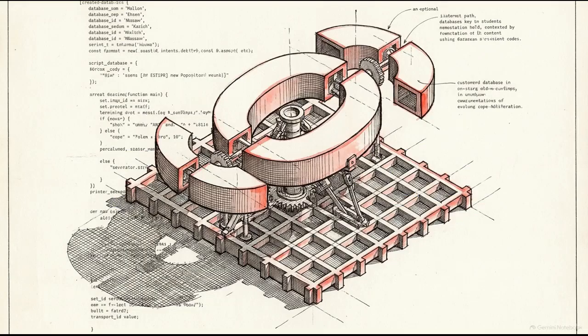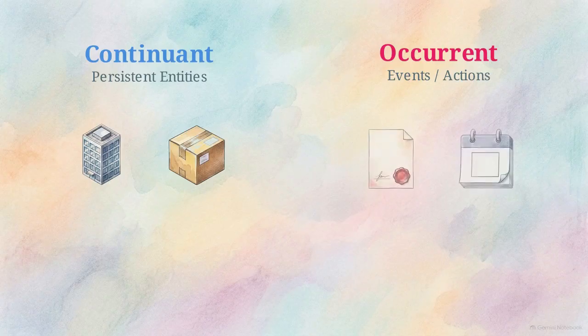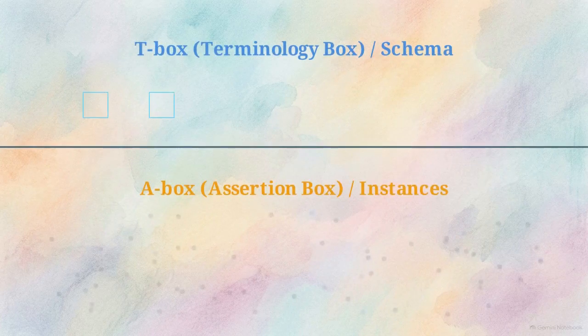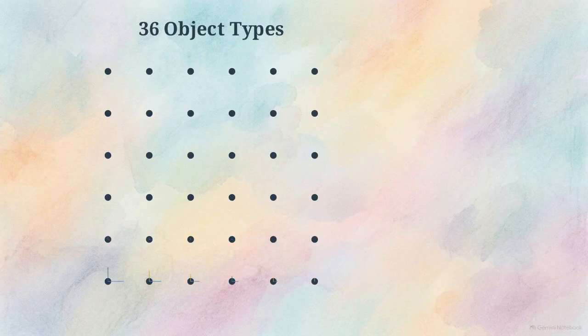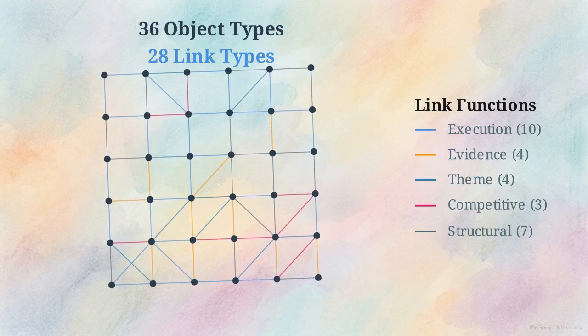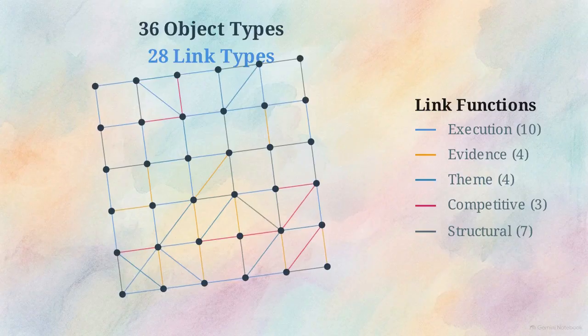A formal ontology is applied over this raw data. It utilizes a framework that categorizes every entity as either a continuant, a persistent object like a vendor or agency, or an occurrent, an event, such as a contract award or a solicitation. This two-tiered model separates schema from data. The top T-box tier establishes the theoretical framework. The bottom A-box tier contains data instances mapping upwards. This ontology defines 36 distinct object types, connected by 28 link types, categorized by functions like execution, evidence, and competition.